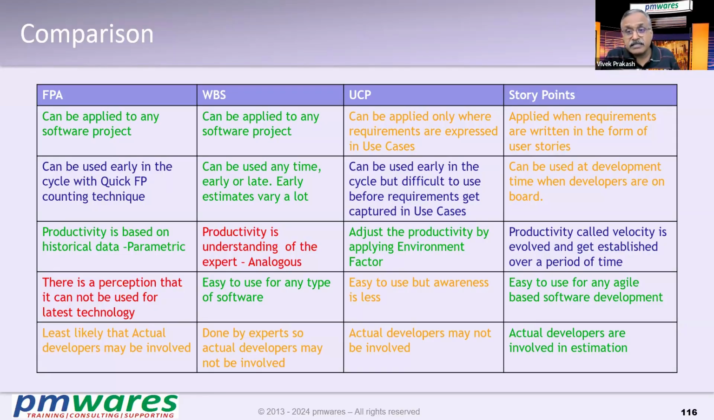With FPA, it is least likely that the actual developer will be doing it. If an actual developer does it, it will be very good, but it is least likely. WBS generally requires experts, so it's generally done by experts, and story points can be done by developers. In fact, it is meant for developers, and that's it.